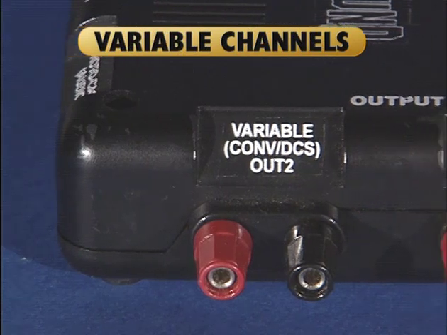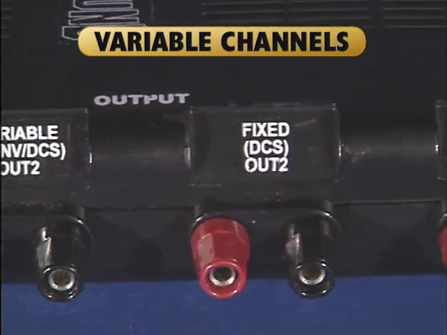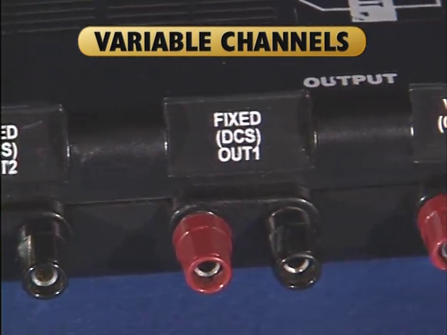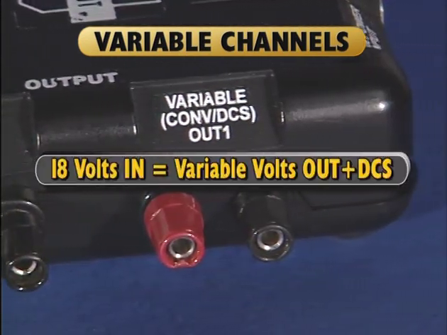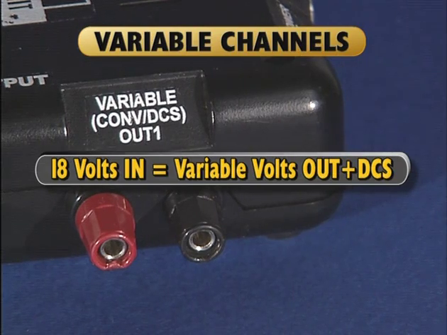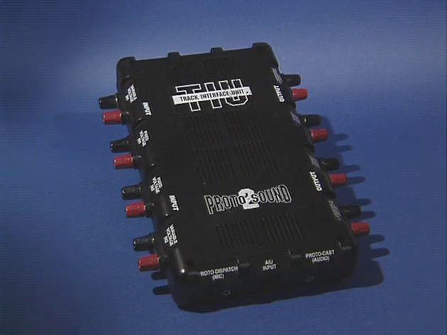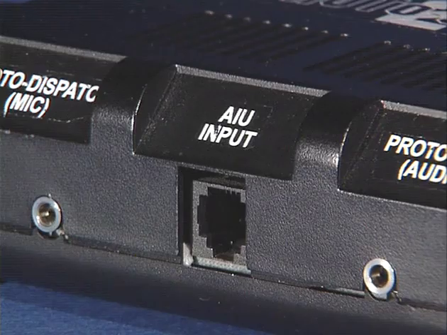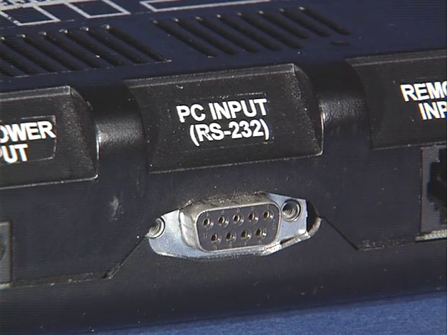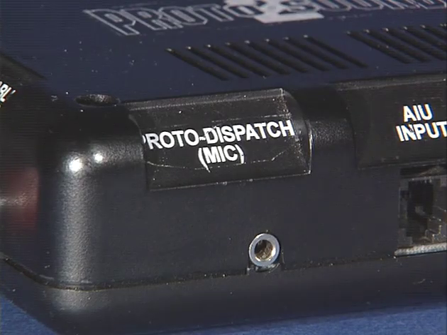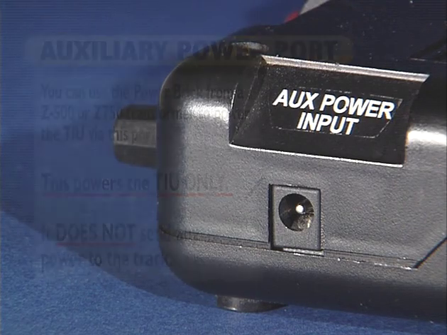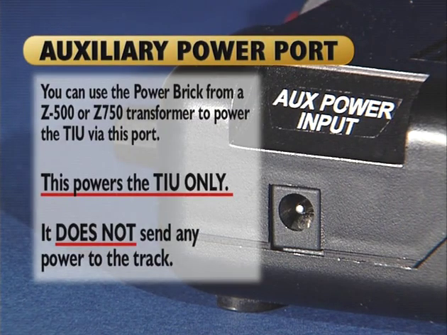The variable channels also have the DCS code added to them, but the voltage is variable within the TIU. You can put a constant 18 volts in and vary the output with the DCS handheld remote. The variable channels can be used for command or conventional operation. The TIU has several other plugs and connectors on it, including the AIU input, the computer input, the protocast and protodispatch inputs, and an auxiliary power input, which provides a means of powering the TIU itself, but does not provide any power to the track. We'll tell you more about these ports later in this video.